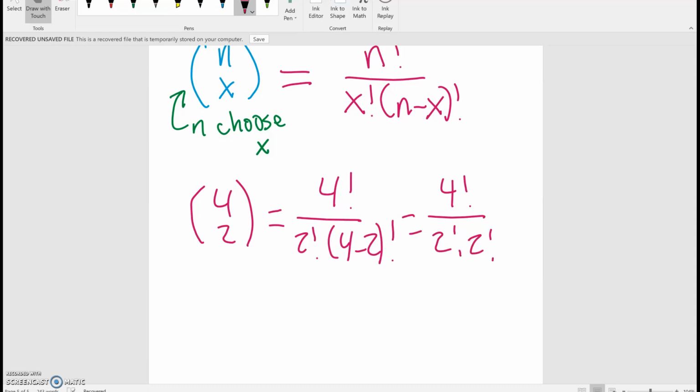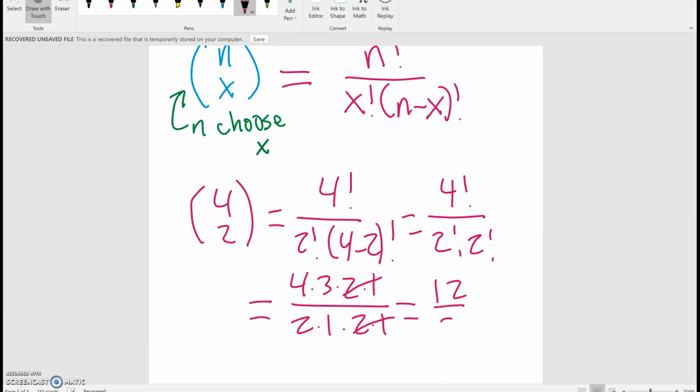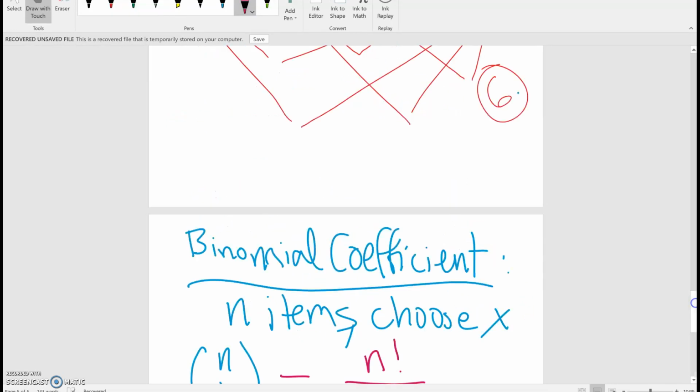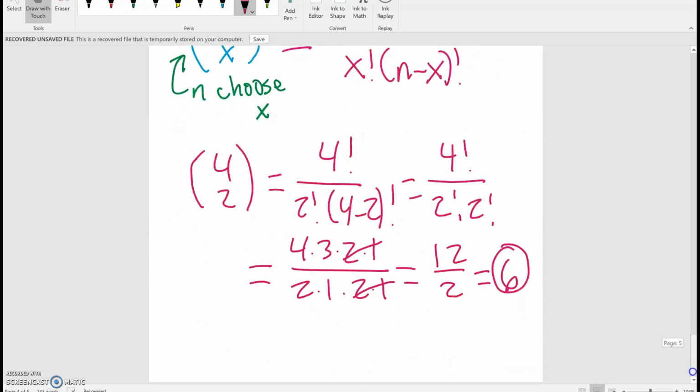Now the way that we can do this is we can easily put it in the calculator if we want, or we can try to expand this. 4 factorial is just 4 times 3 times 2 times 1, divided by 2 factorial, which is 2 times 1, times 2 factorial, which is also 2 times 1. Notice that 2 times 1 and 2 times 1 cancel out. 4 times 3 gives me 12. 2 times 1 gives me 2. So 12 divided by 2 gives me 6. That is my answer. A little bit of computation, so now we're really getting into the algebra, but this is how you would go ahead and solve it.